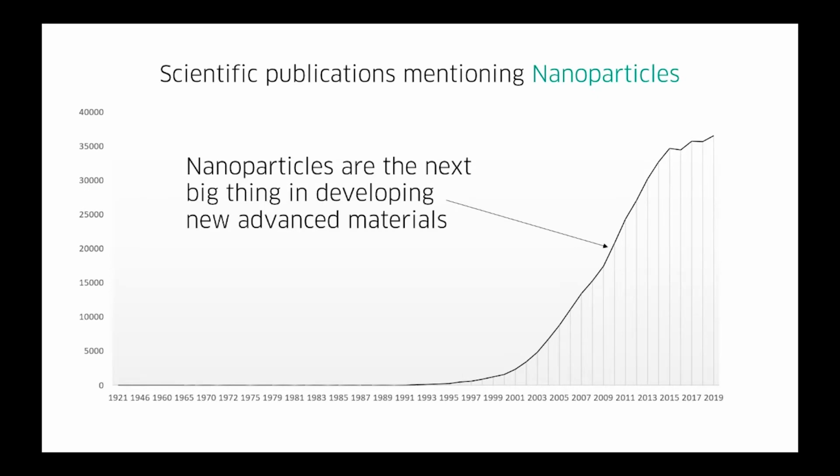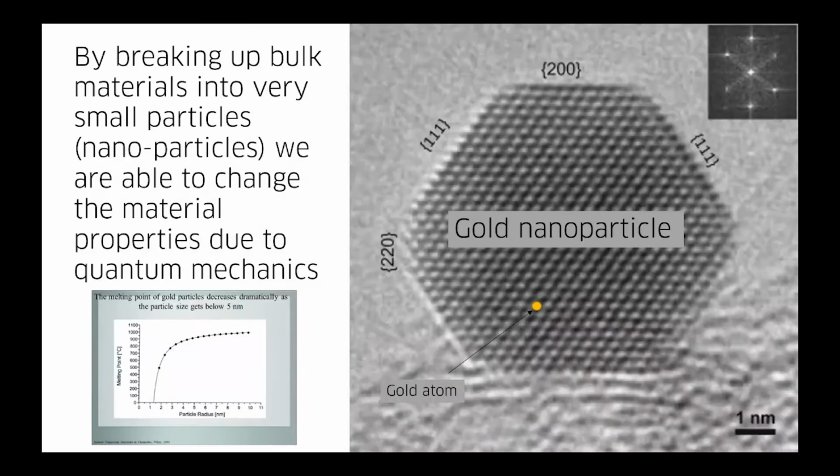So, the use of nanoparticles in material research or in material development has been growing almost exponentially in the past years. And people are saying that nanoparticles are really the next big thing in advanced materials. The reason that there's so much interest in using nanoparticles as almost universal building blocks in the development of new materials is that if you break up bulk materials into very small particles, or nanoparticles, we are able to change the material properties, because at that small scale, quantum mechanics is more dominant.